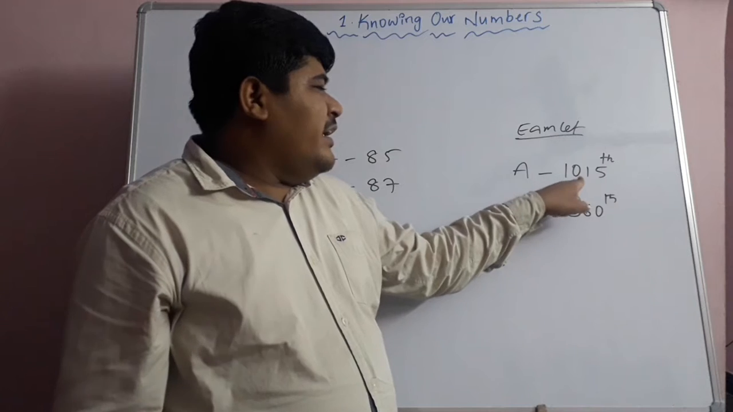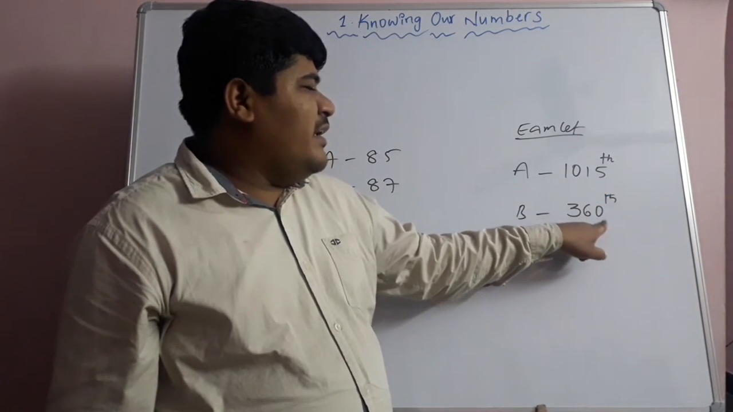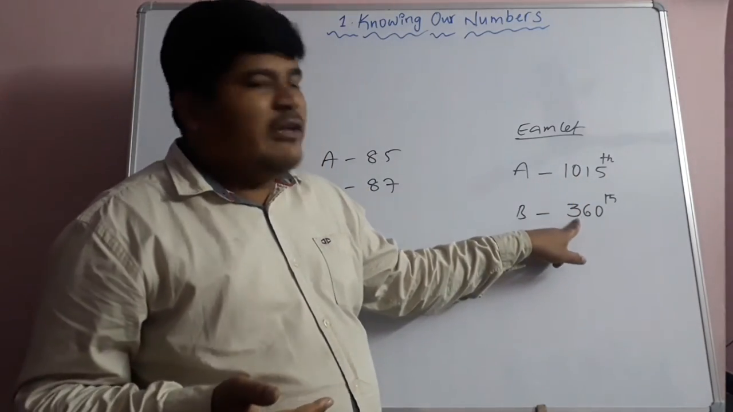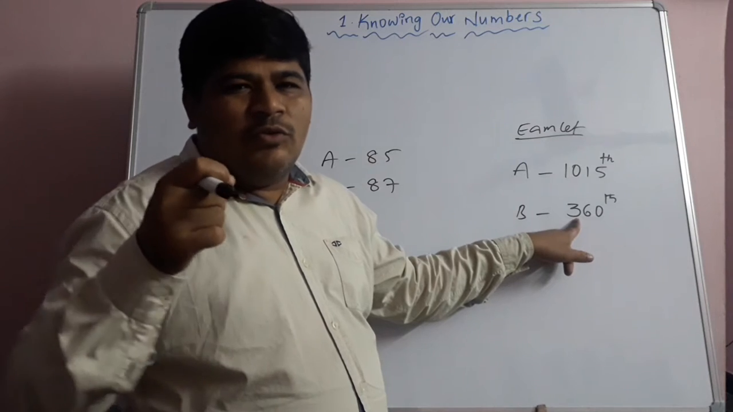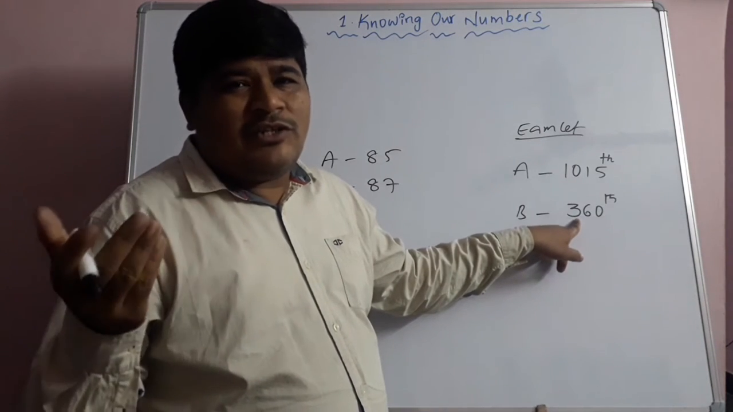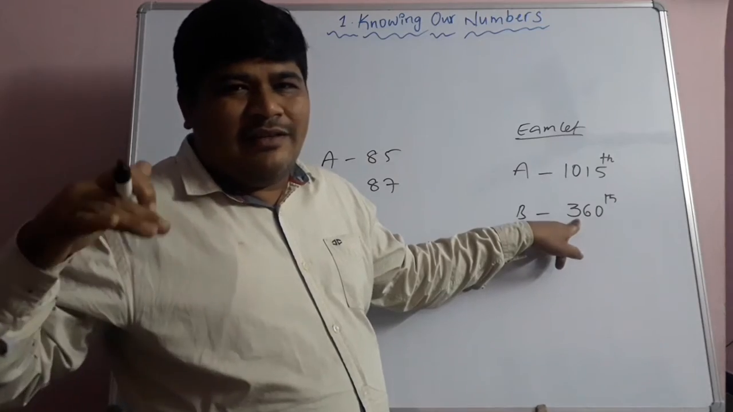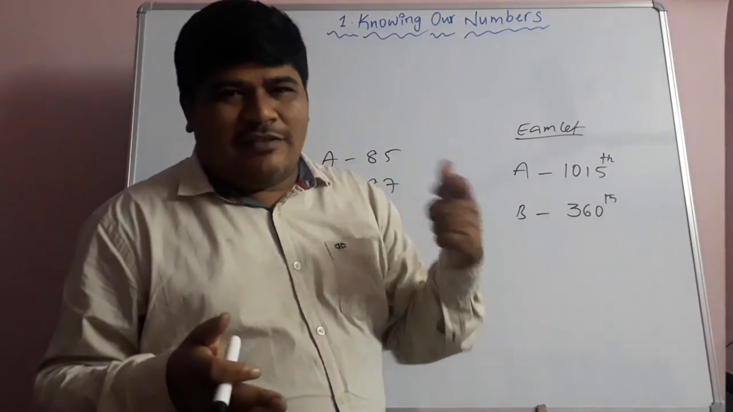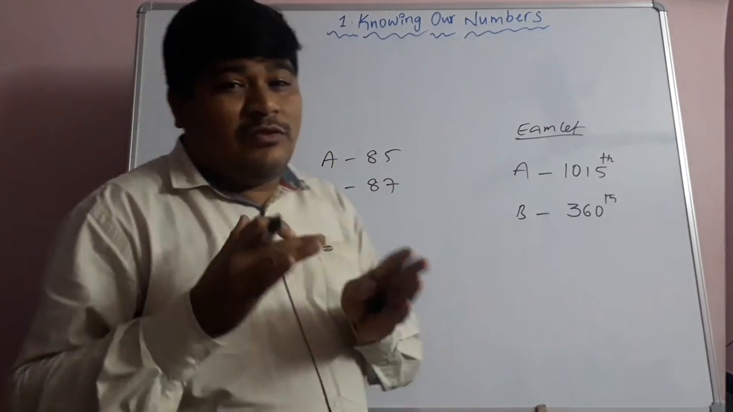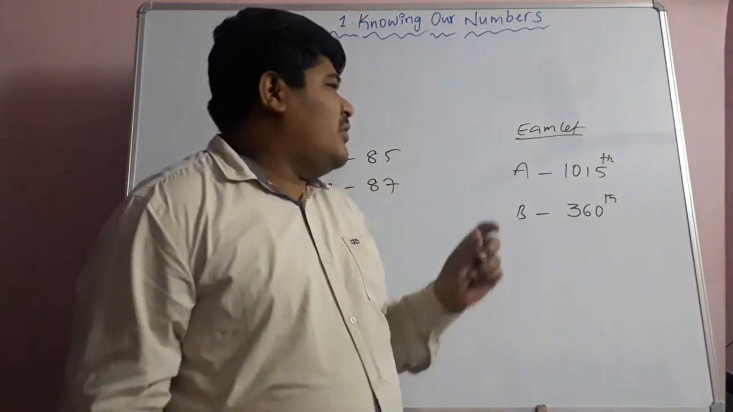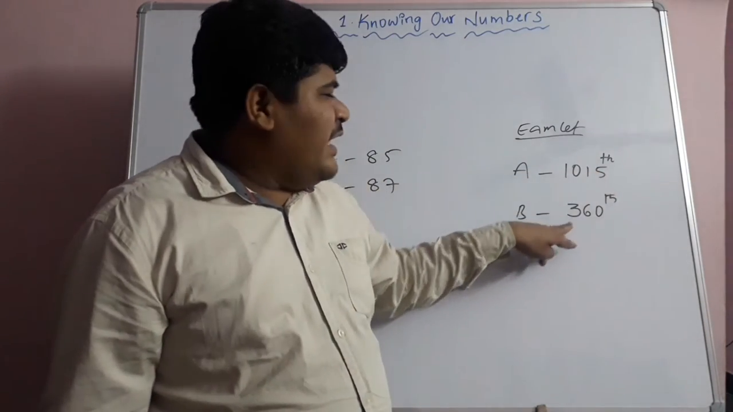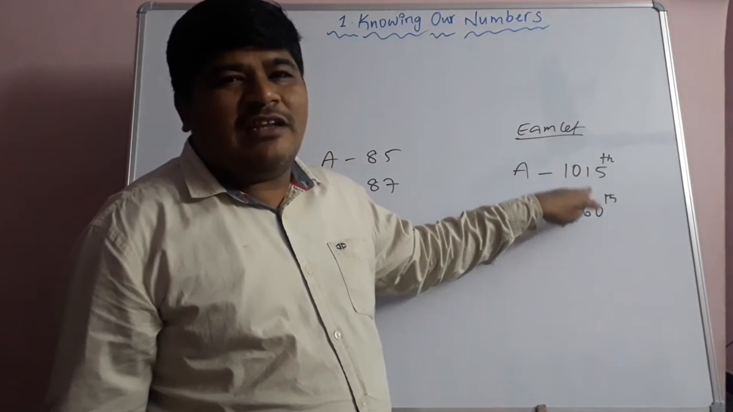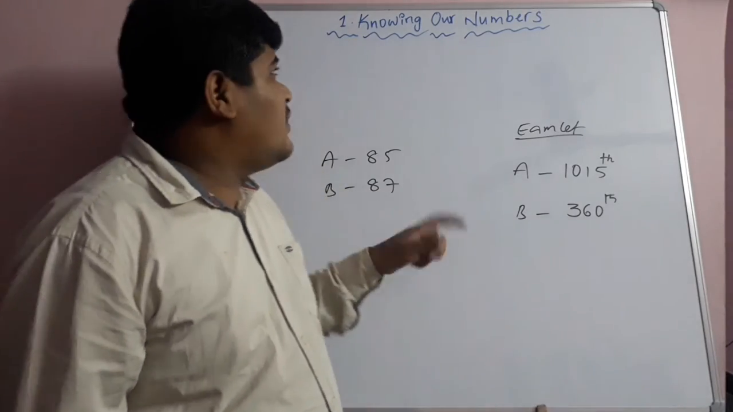A got 1015th rank and B got 360th rank. It means A is below 1000. While taking ranks, first rank is the best, no? Second rank is somewhat less. While taking ranks, if the number is small, then that is great. When we look at marks, the one getting more marks is great. Here one has 4 digits, the other has 3 digits only. So 1015 is greater than 360. In this way we can compare the numbers.